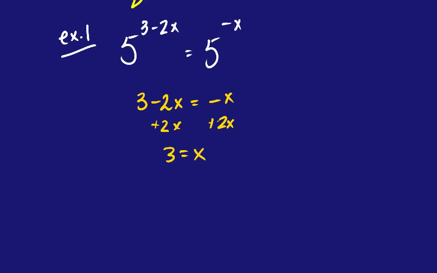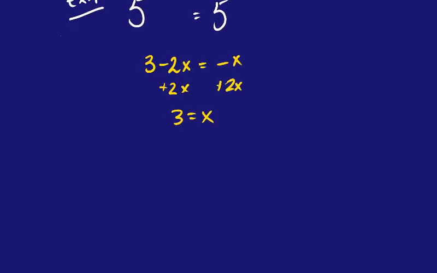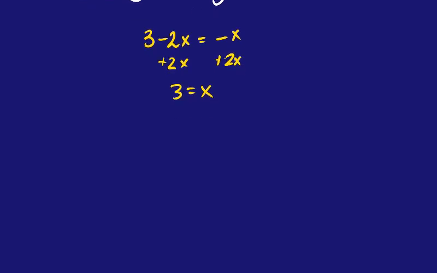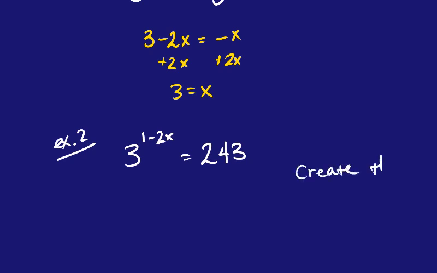However, what happens if the bases aren't the same? So if I move this up a little bit, and we have, for example, 3 to the 1 minus 2x. Let's say that equals 243. Later on in the unit, we'll talk about how a logarithm could help us out here. However, what we're going to do right now is try to create the same base. The thing about this is 243 is the only one that you can change because 3 is a prime number and there's not much you can do to change 3.